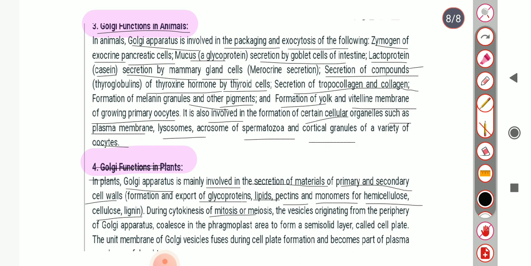Cytokinesis: you know that the division of cytoplasm is also called cytokinesis. The vesicles originating from the periphery of the Golgi apparatus coalesce and form, in the phragmoplast area, a semi-solid layer called the cell plate. First of all, the Golgi body secretes vesicles, and these vesicles originate from the periphery of the Golgi apparatus and coalesce in the phragmoplast area to form a semi-solid layer called the cell plate.